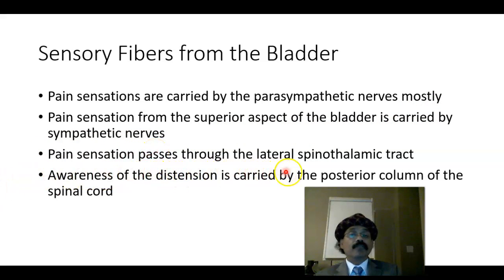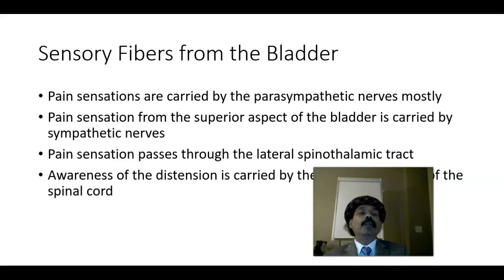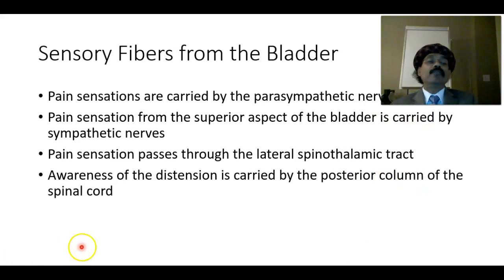Pain sensation passes through the lateral spinothalamic tract. This is the ascending tract that goes from the spinal cord to the thalamus, and the thalamus is the center for all sensory function. Awareness of the distension is carried by the posterior column of the spinal cord. Two things: one is pain, another is awareness. Pain goes through the lateral spinothalamic tract. Awareness of distension is carried by the posterior column of the spinal cord.